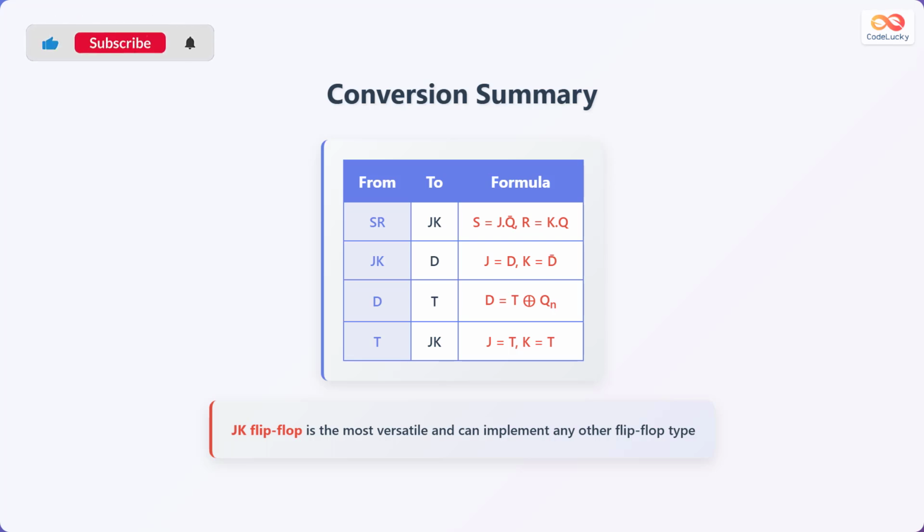In summary, here are the conversion formulas we've discussed. To convert from SR to JK, S equals J and Q bar, and R equals K and Q. To convert from JK to D, J equals D and K equals D bar. To convert from D to T, D equals T XOR Q subscript N. And to convert from T to JK, J equals T and K equals T. The JK flip-flop is the most versatile and can implement any other flip-flop type.